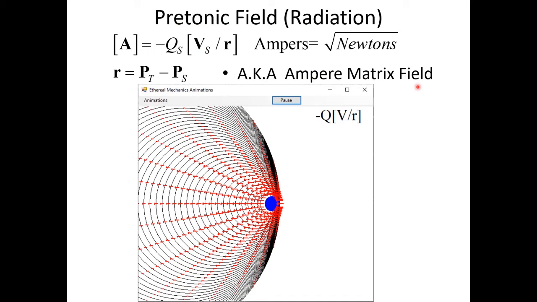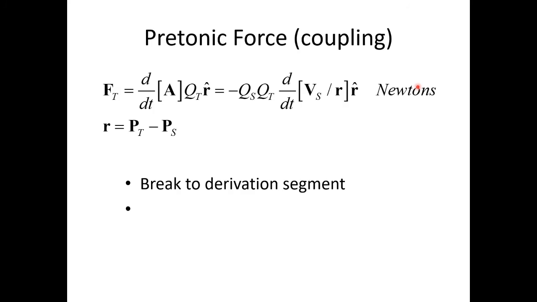And because it flies away forever and ever and never comes back, it's not really a field. It's more of a form of radiation. But we're going to call it a field anyway because we have so much stuff written that says field, but whatever. Okay, the Pretonic field is how the source Preton disturbs the medium. The Pretonic force is how a target charge couples to the disturbance. Okay, that is our force field paradigm.